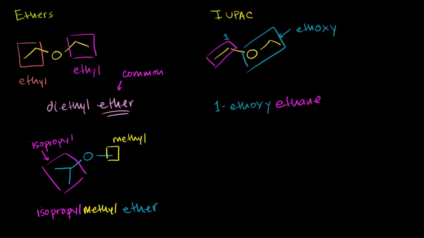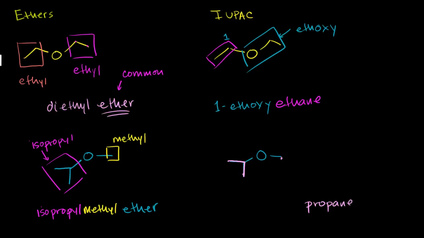Let me redraw the molecule itself. So what's the longest carbon chain here? Well, we have 1, 2, 3 carbons right there. We only have 1 carbon right there. So this thing right here is our longest carbon chain. It has 3 carbons on it, and it had no double bonds. So it's actually propane. So we write propane right there because we're using the IUPAC naming mechanism.